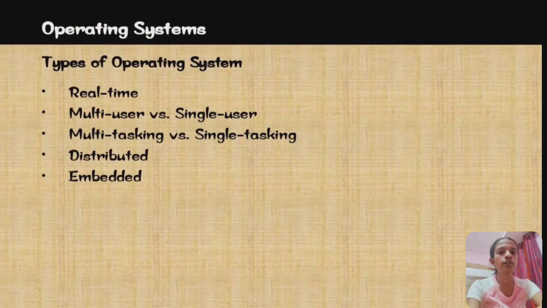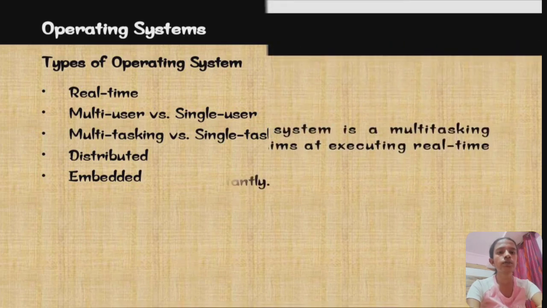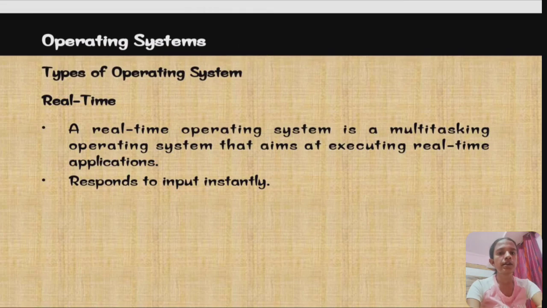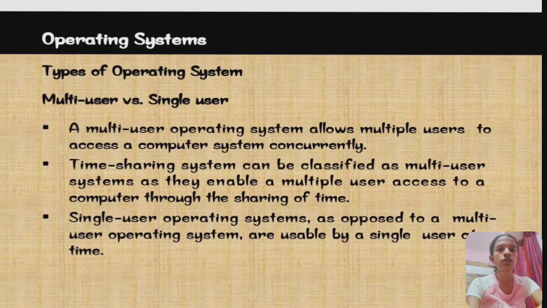Types of operating system: real-time, multi-user versus single user, multitasking versus single tasking, distributed, embedded. Real-time operating system is a multitasking operating system that aims at executing real-time applications and responds to input instantly. Multi-user versus single user.